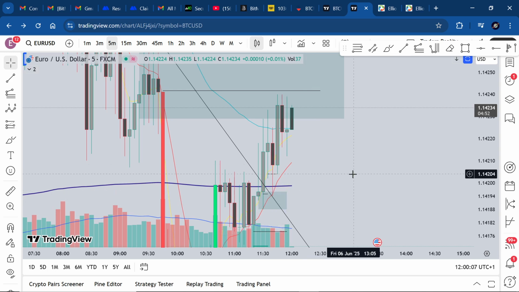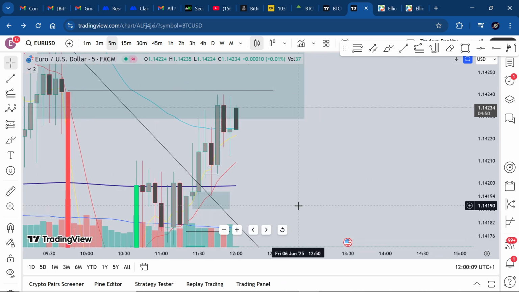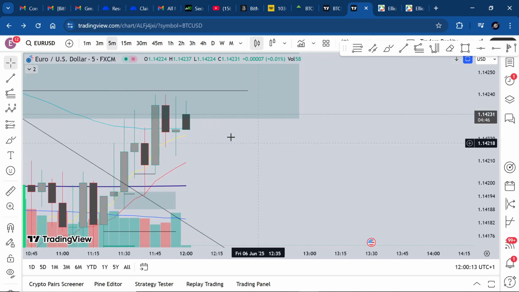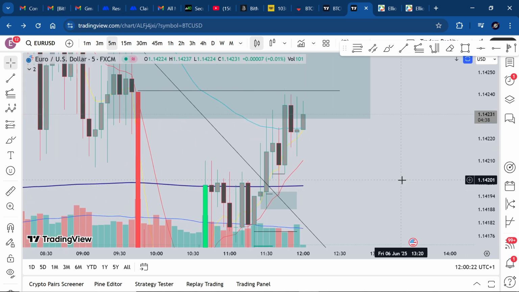Excellent. We've got raised volume. Exactly what we're looking for. That's an indication that price can carry on higher. Now we do have a wickless candle here, so don't be surprised if price comes down, quickly grabs that and then goes higher. That is what I'm expecting.